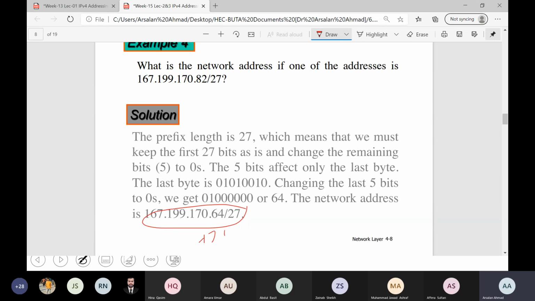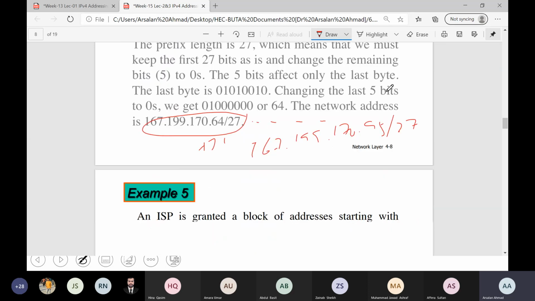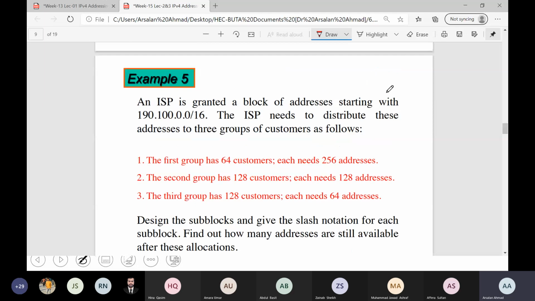And this is 167.199.170.95/27. So this is the entire range of the network. Right, clear? How much time do I have? It is 50 already. I knew at the beginning of the class that I would never be able to complete it. But anyway, I encourage you guys to have a look at this example.